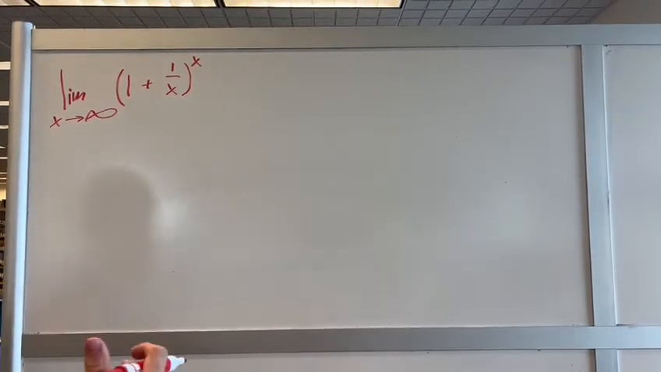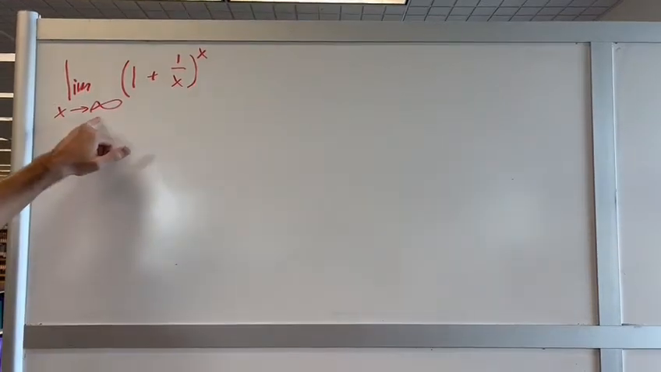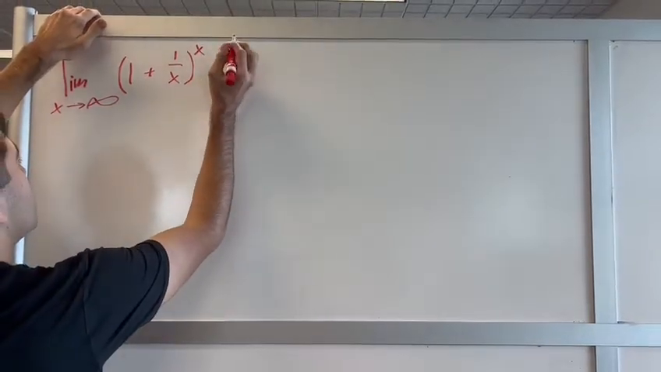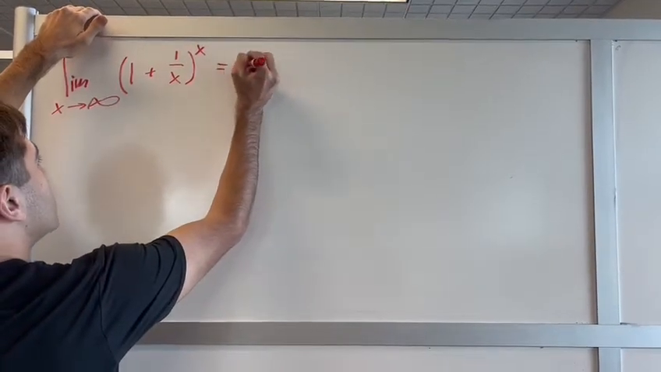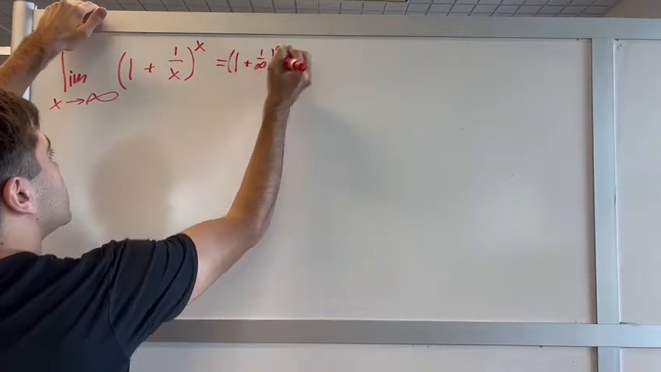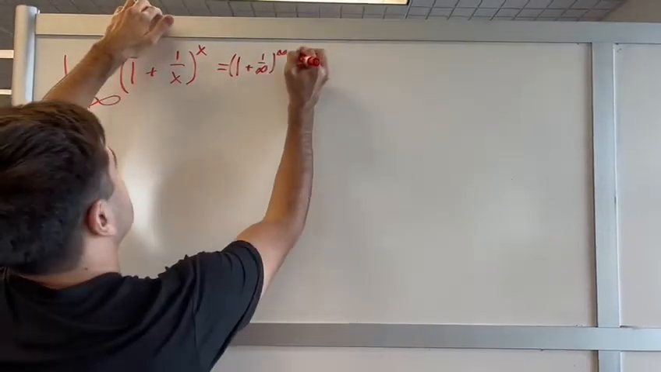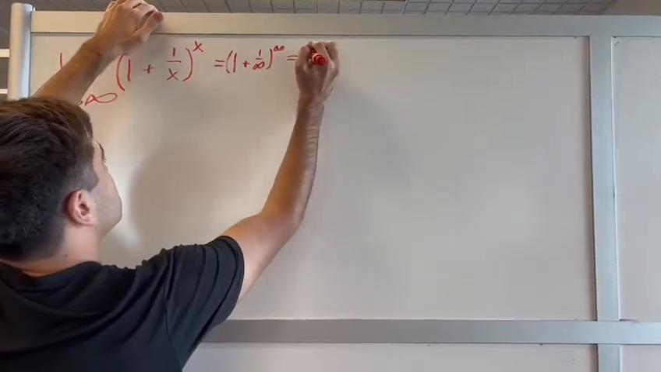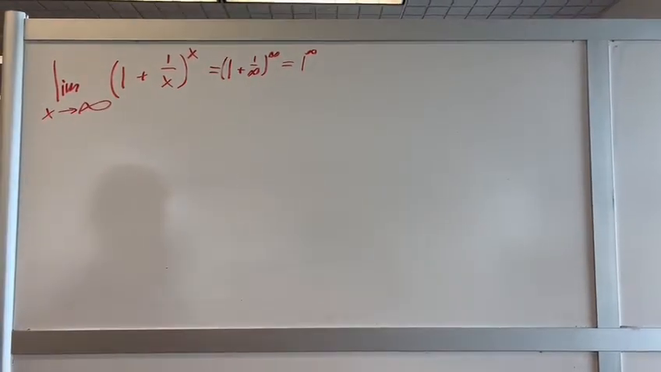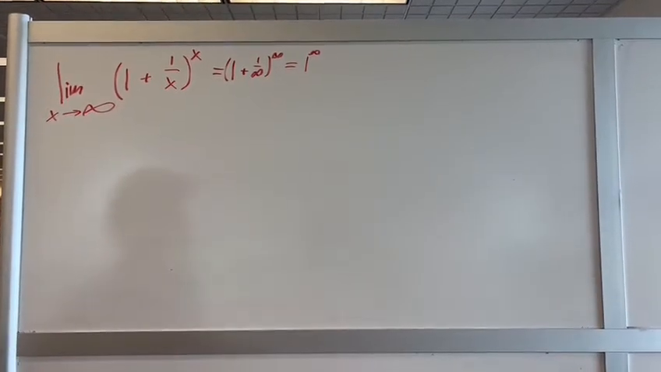So the first thing we do, typically with any limit, is plug in whatever this value is. In this case it's infinity, so let's see if we can plug in infinity. If we did that, this would be 1 plus 1 over infinity. Now you know that 1 over infinity is just 0, so you can ignore that. So that's just 1 to the infinity. That's an indeterminate form, so we can't use this. It doesn't give us the answer.